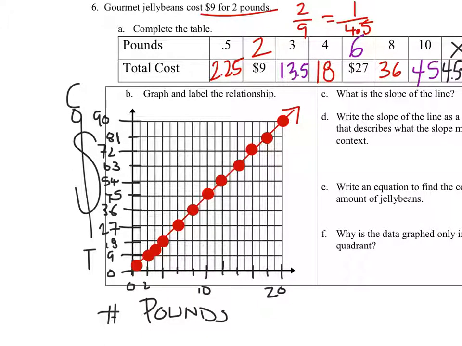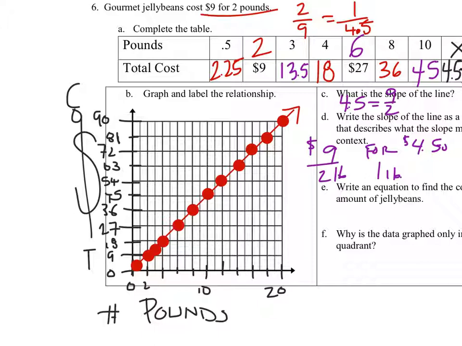All right, what is the slope of this line? We did figure it out. The slope is 4.5. As a fraction, you can make it 9/2 as well. Write the slope of the line as a context that describes the slope. Well, for $9, you can get 2 pounds. That would be the fractional way. Or for $4.50, you get 1 pound.